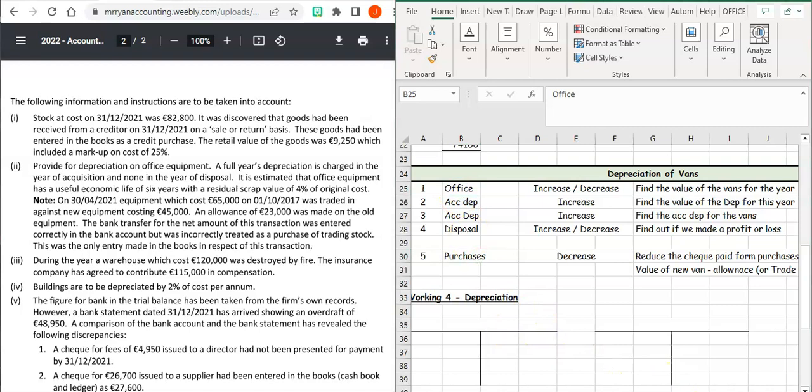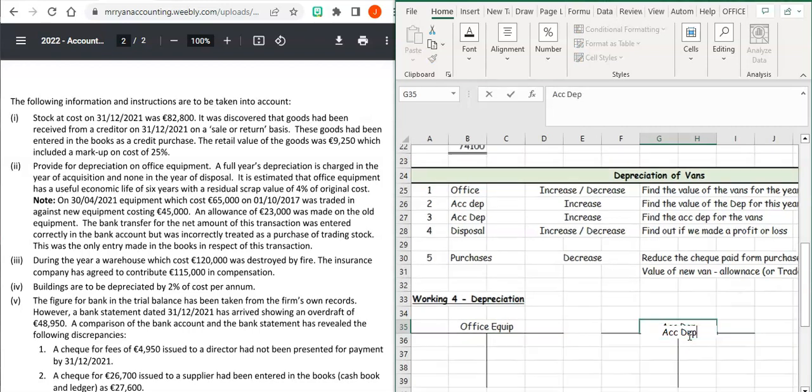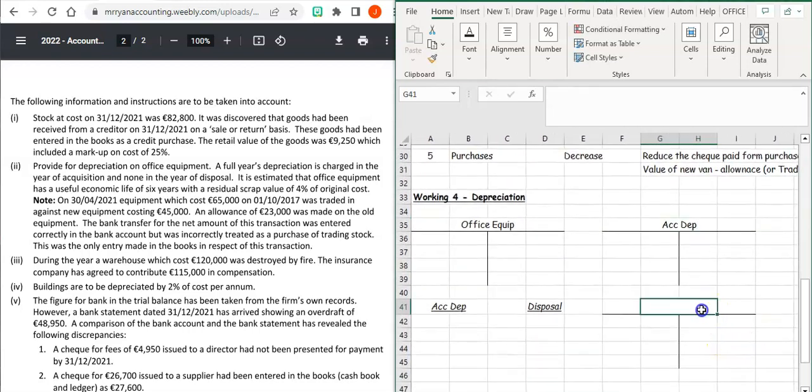So we're going to open up T accounts. So this kind of links into your question on depreciation. So we've got office equipment, it's going to be one account. You've got your accumulated depreciation, and then we've also got our disposal. So the first thing we need to do is put in our opening balances for our office equipment and our opening balance for our accumulated depreciation. They're taken straight from your trial balance.